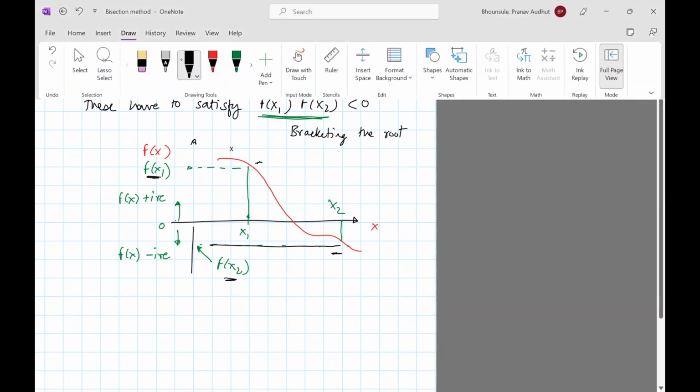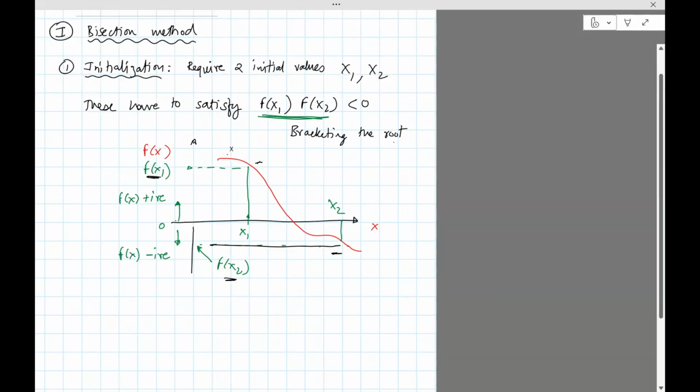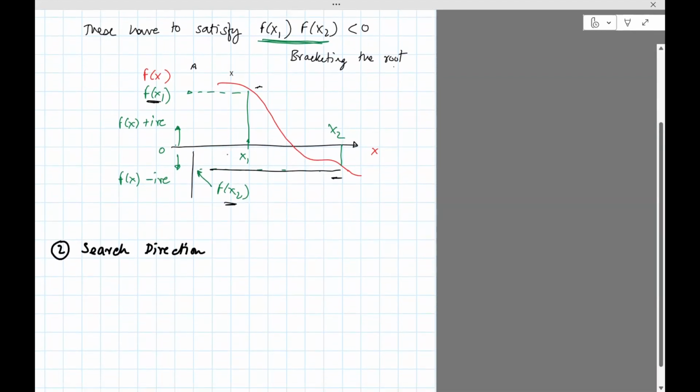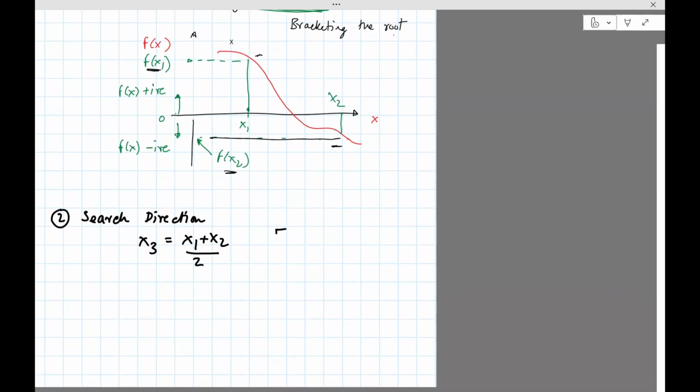Once you've initialized, the second step is the search direction. Once we have x1 and x2, we'll choose x3 as (x1 plus x2) divided by 2. This is basically the method, as its name says, bisection. Your search direction is bisecting, finding the midpoint of the two points.